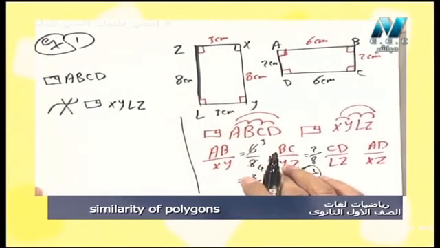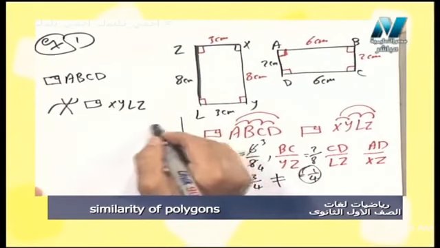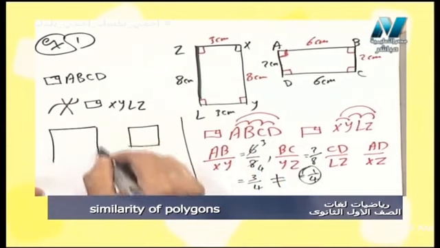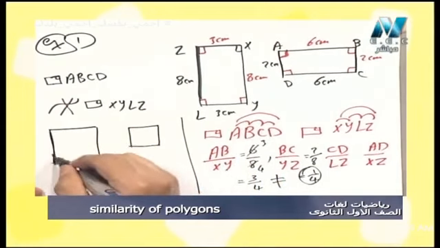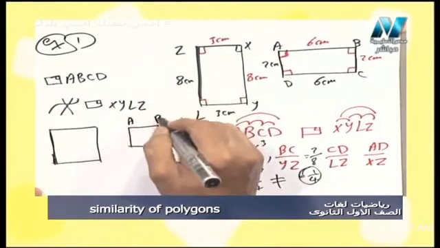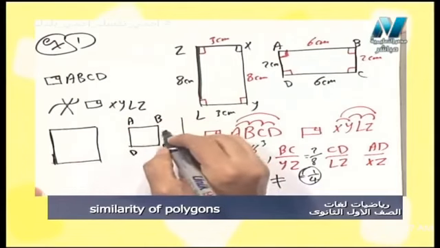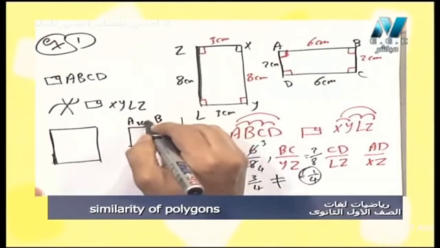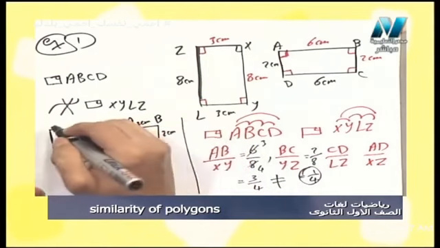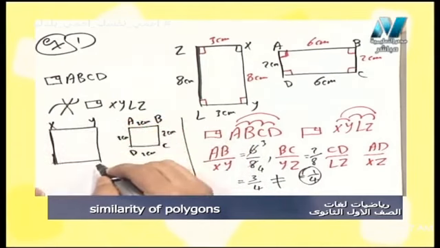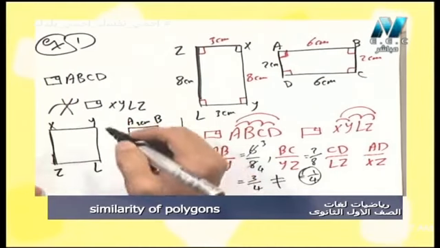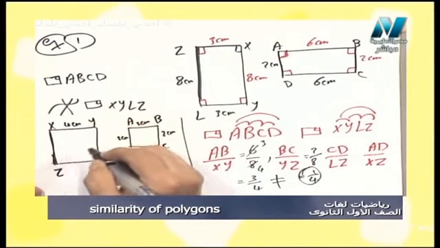Let's talk about two squares. If we have two squares, one of them small like that, and the other big like that, okay, say that the square ABCD has side length 2 centimeters like that, and XYLZ is the big square, and each side equals 4 centimeters.